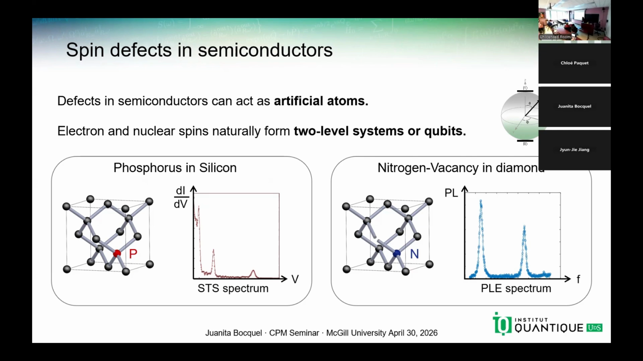But there is also a different kind of defect, and those are color centers. Those are optically active. And this is the case of the nitrogen vacancy in diamond, which I will talk about today. In both of those cases, what's interesting is not only that they have different energy levels, but also that some of them carry spins. And this is very interesting, whether it's an electron or nuclear spin, because this naturally introduces a two-level system that you can then use as a qubit or as a quantum sensor.